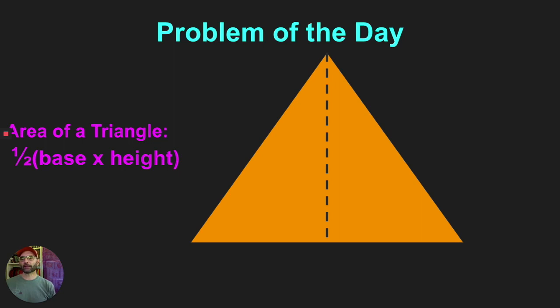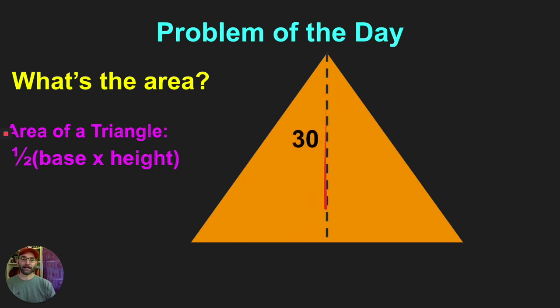Problem of the day, let's try this one. The area of a triangle, again, is 1/2 base times height. Let's see what the measurements are. What is the area? The height is 30. The base is 40. So what is the area? Okay, so the base is 40 times 30, it's like 4 times 3 is 12 with 2 zeros, so it's 1200. Divide that by 2. You should have 600 as your answer, 600.